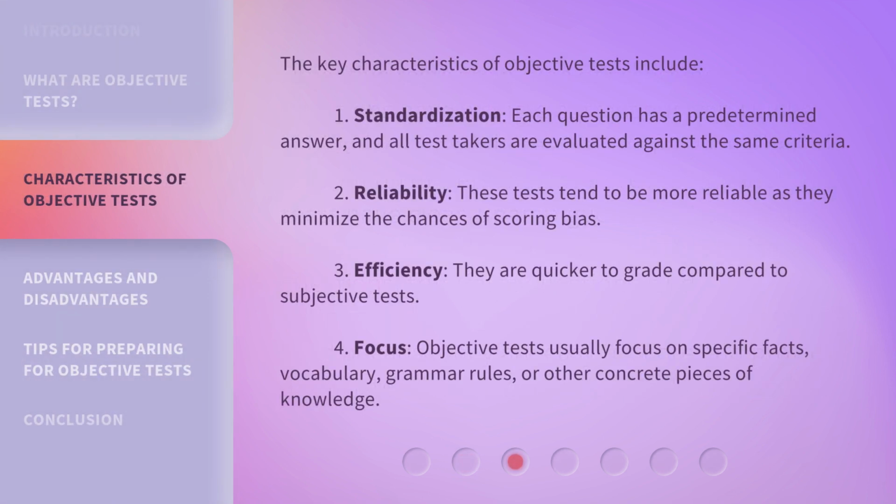The key characteristics of objective tests include: 1. Standardization. Each question has a predetermined answer, and all test takers are evaluated against the same criteria. 2. Reliability. These tests tend to be more reliable as they minimize the chances of scoring bias. 3. Efficiency. They are quicker to grade compared to subjective tests. 4. Focus. Objective tests usually focus on specific facts, vocabulary, grammar rules, or other concrete pieces of knowledge.